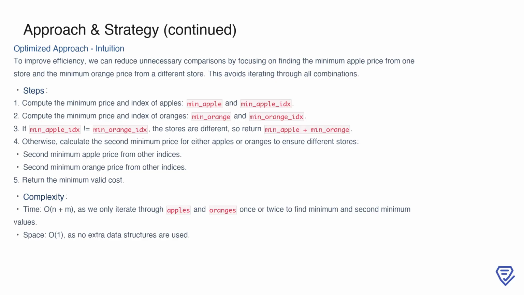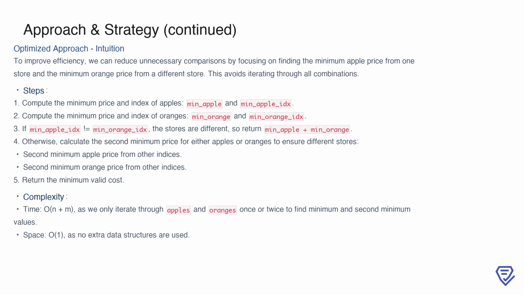However, if the indices are the same, we need to ensure the apple and orange come from different stores. To do this, we find the second minimum price in either the apples or oranges array, depending on the situation. This guarantees that we meet the store constraint while still minimizing the cost.